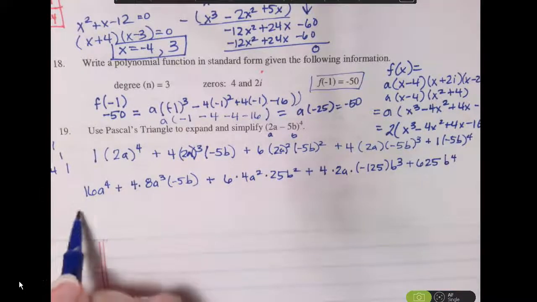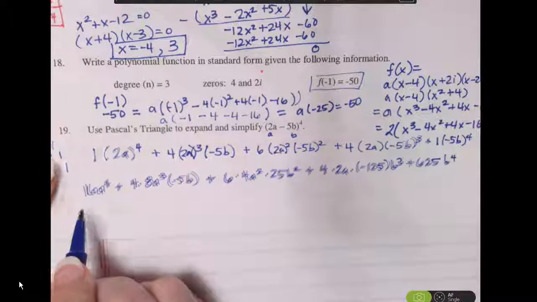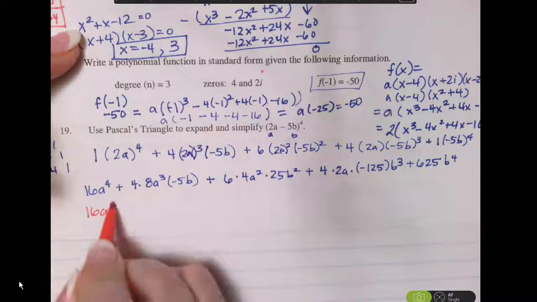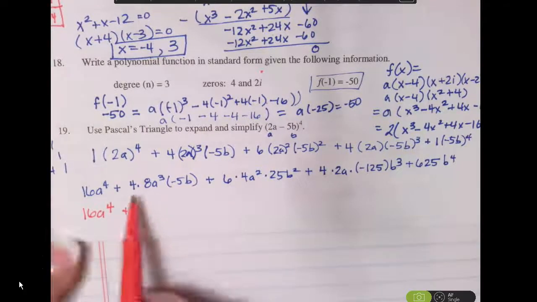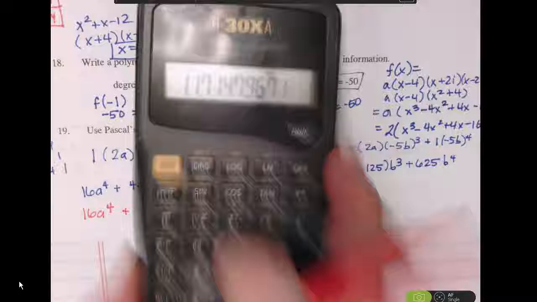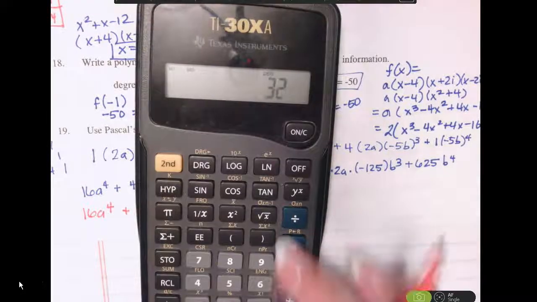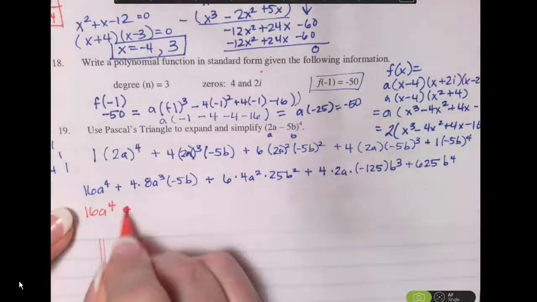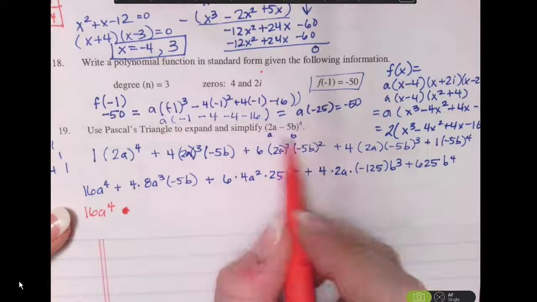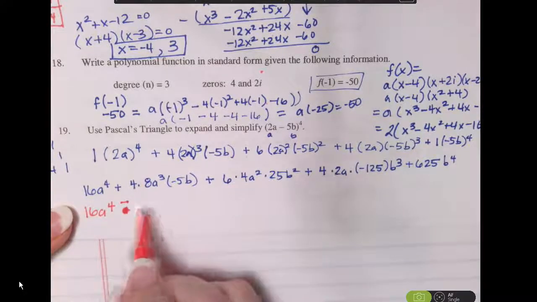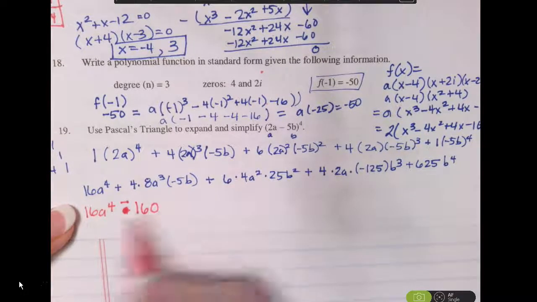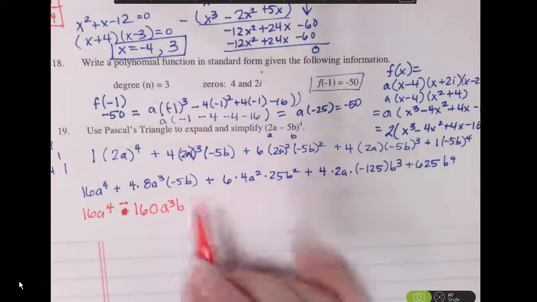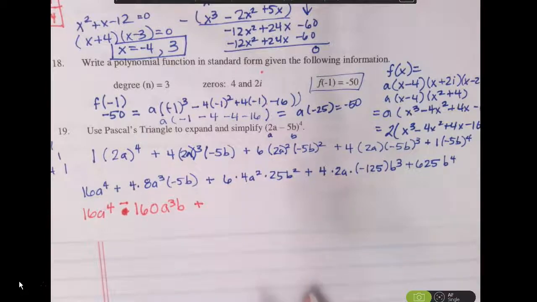So now let me go back and get my final answer here, and I'll put it in a different color. So 16a to the 4th, and then I've got 4 times 8 times negative 5, so that's 32 times negative 5, that's negative 160. So I shouldn't have even put the plus there. Whenever I have a minus in my original, I'm going to be alternating with plus and minus. So that's minus 160a cubed b. And then, since I'm alternating, I can go ahead and put the plus.